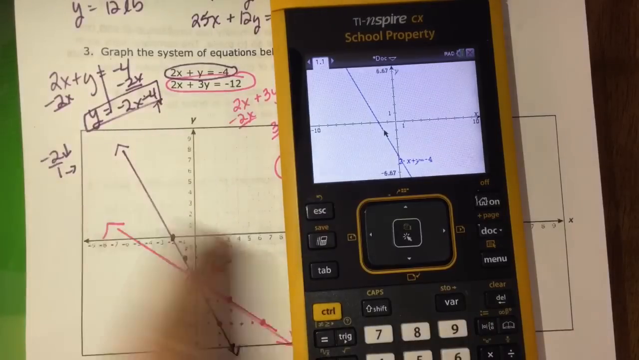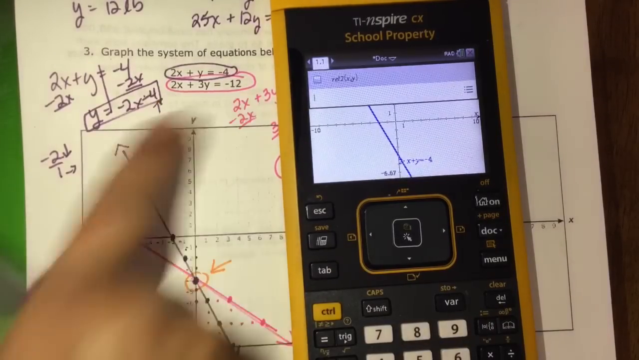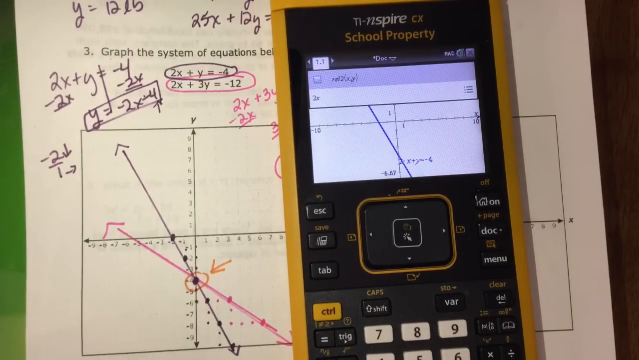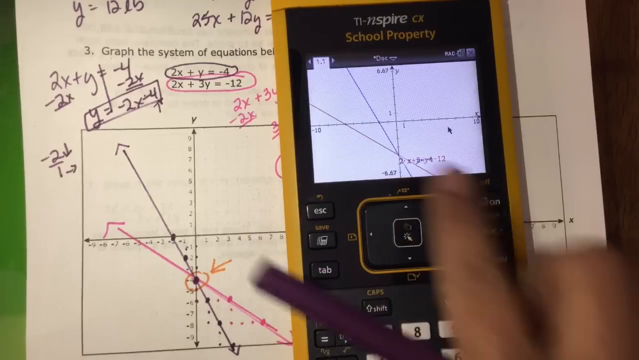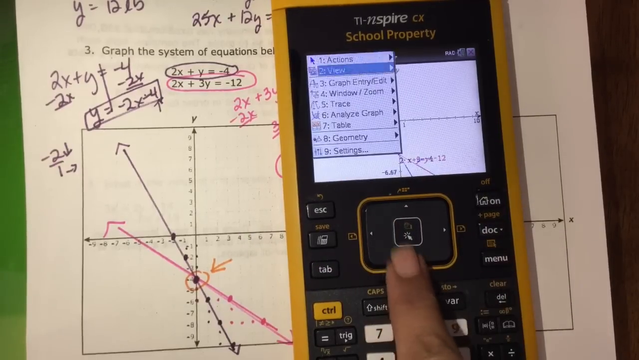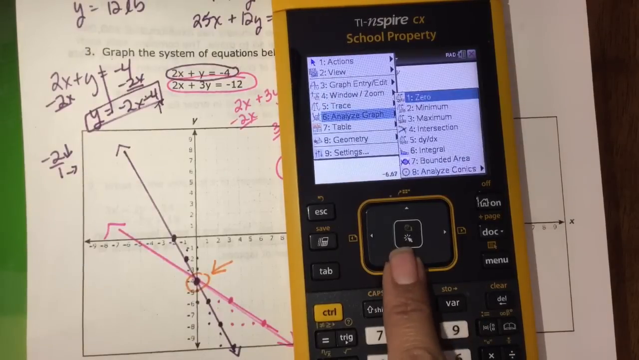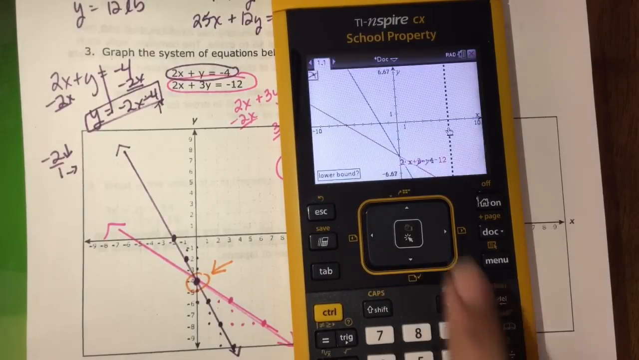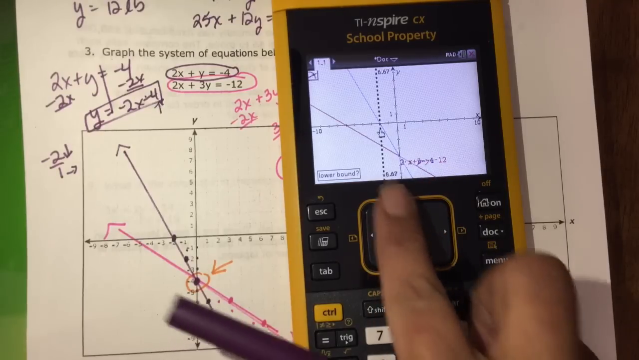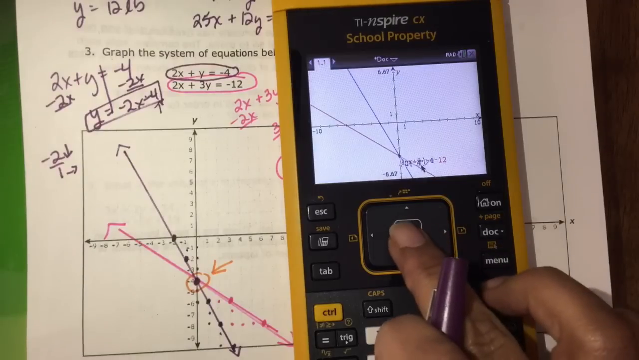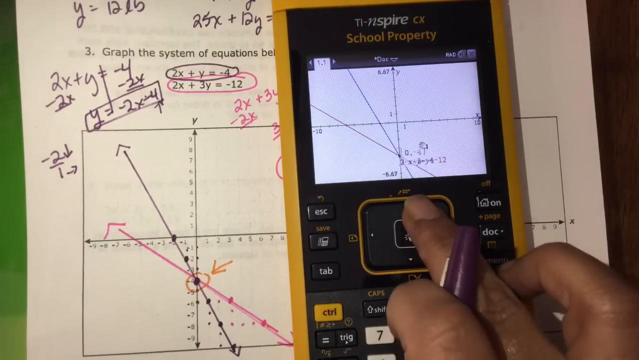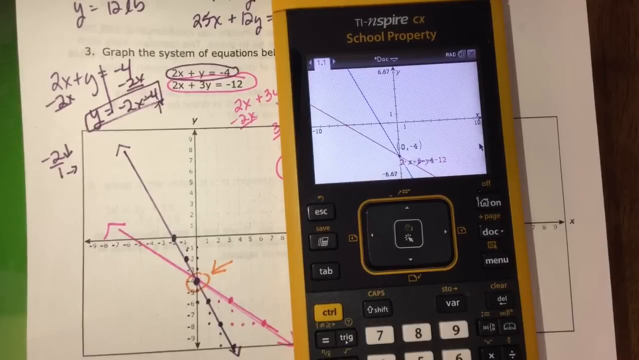Now I need to put the second equation on there, so I'm going to push tab. Now I'm going to type in the equation the way it looks: 2x + 3y = -12. Enter. There's your system. Matches our graph. You can find where they intersect by selecting Menu, 6, Analyze Graph, and 4, Intersection. You're going to move that line to the left and push enter, and then scroll it over to the right, push enter, and there is your point of intersection. It is located at (0, -4). There's our answer.